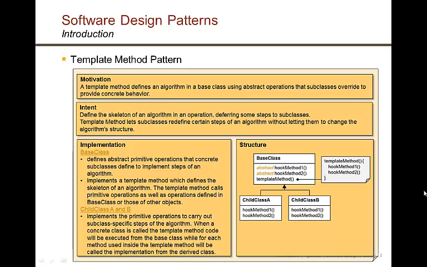In the general template method pattern description, here we have two subclasses, child class A and B, overriding base class's hook methods 1 and 2. The template method algorithm, as shown in this example, fixes the sequence of the two hook methods being called: hook method 1 and hook method 2 in that sequence.